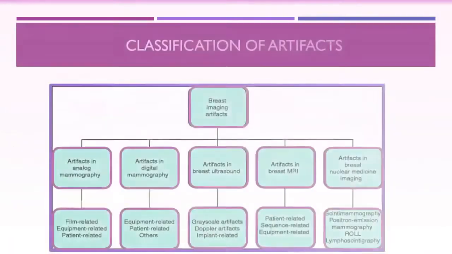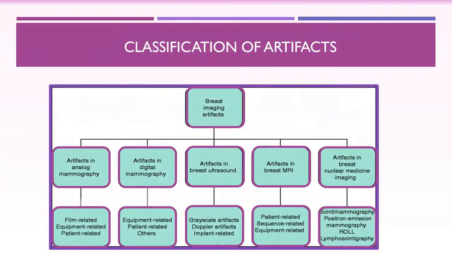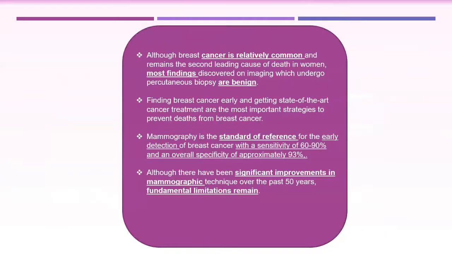So we have many types of artifacts. We discussed some or most of these before, which affect the reading of mammography and result in a false positive or false negative result, either simulating a malignancy or obscuring an underlying lesion that can represent malignancy. Breast cancer is relatively common and remains the second leading cause of death in women. However, most biopsy results of breast lesions are benign.